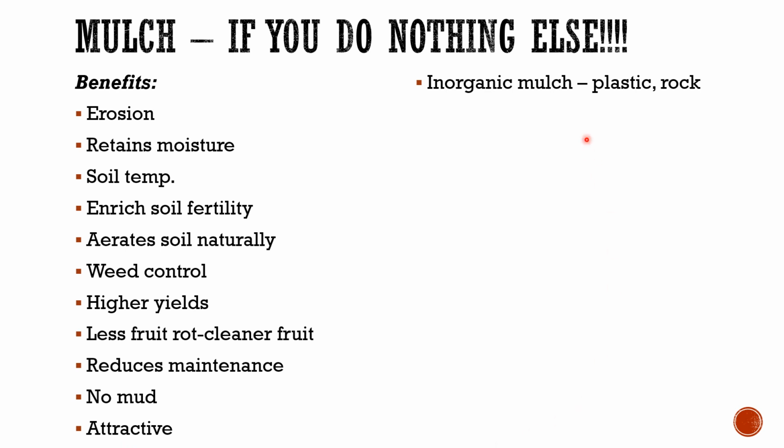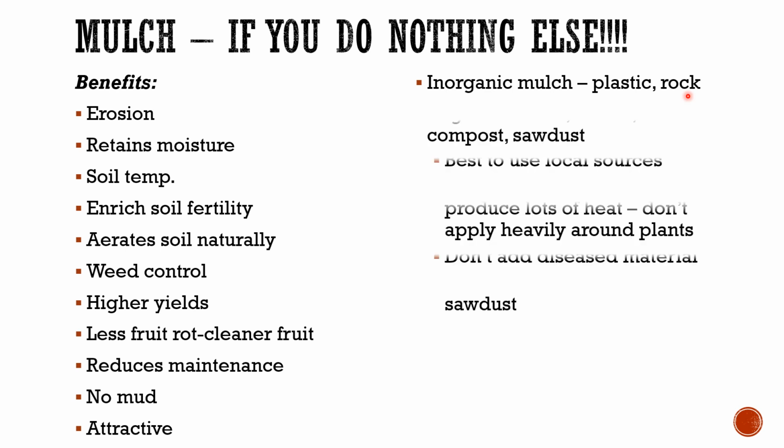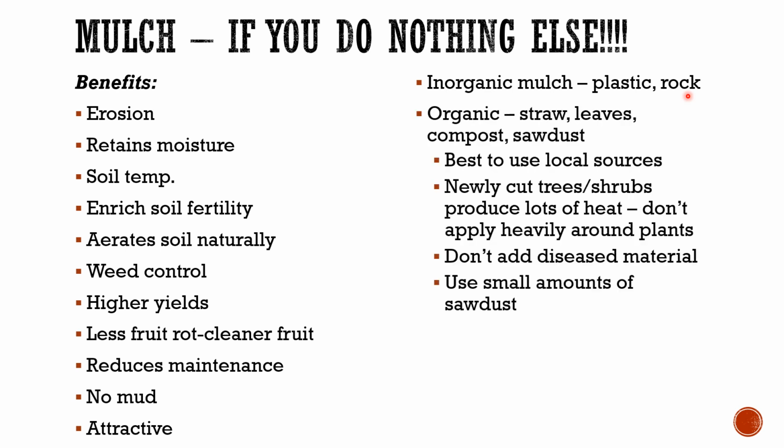Inorganic mulches, plastic or rock. The rock mulch looks very attractive. It can be a little harder to control grass and weeds, but it has a very attractive, pretty look to it. Organic methods that you can use: straw, leaves, compost, and sawdust.